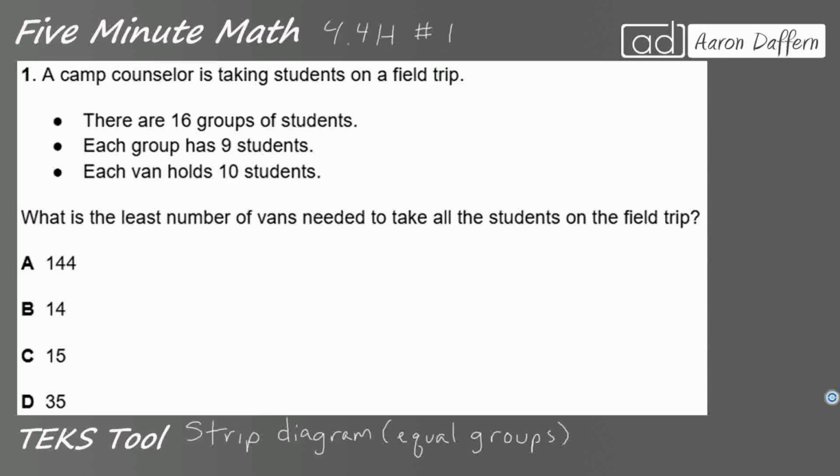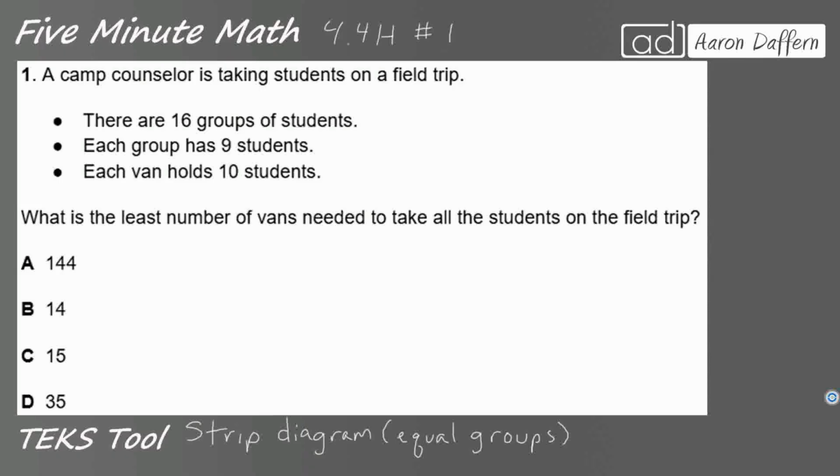Today we are looking at the TEKS tool strip diagram. We are working with equal groups with a problem related to TEKS 4.4H. We will solve it in 5 minutes or less. If you haven't done so already, please go ahead and take a moment to pause the video, work this problem out on your own, unpause it, and we will look at our answers together.